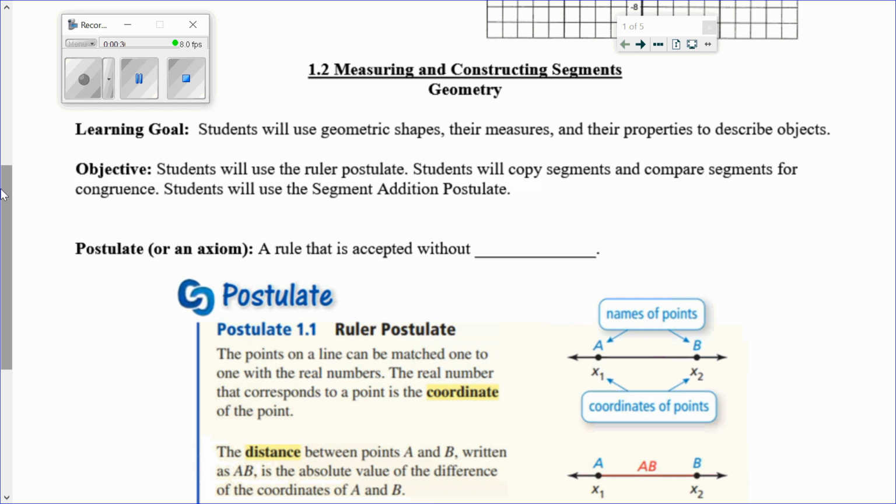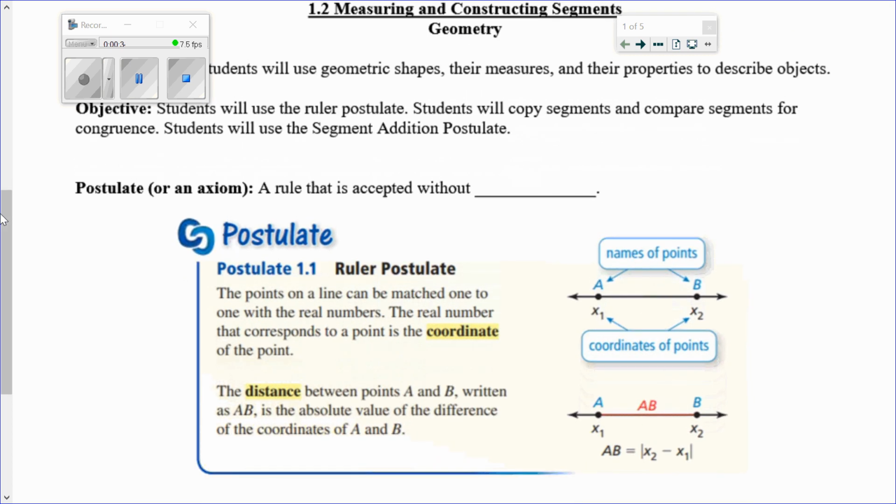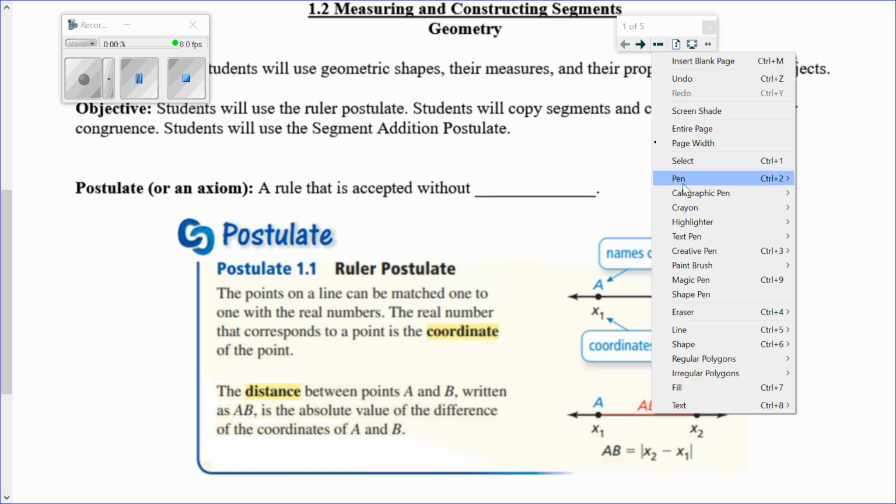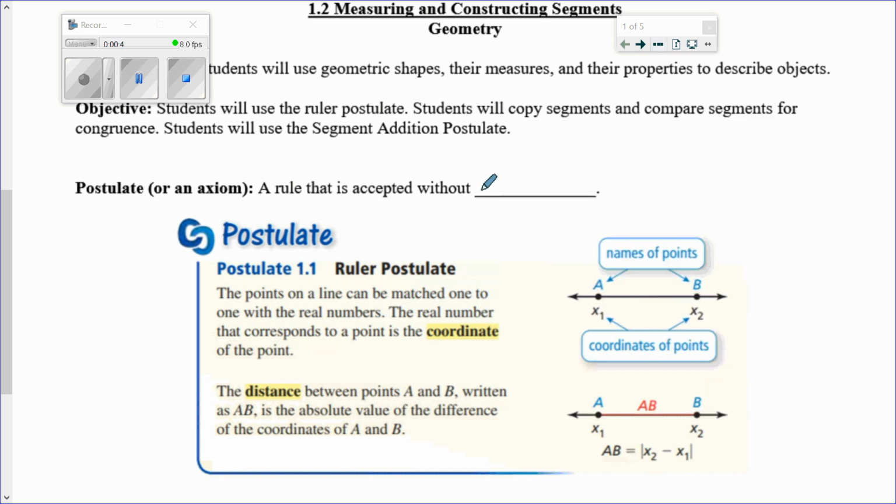So I used the word postulate twice already. Let's just define it so we know what it means. It's a rule that is accepted without any proof. Crazy, right? So I'm going to put proof here.